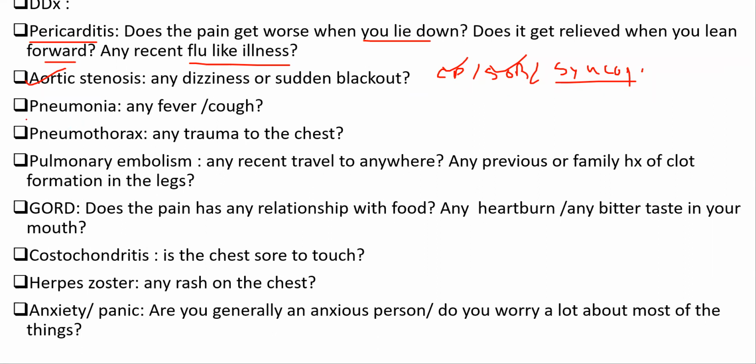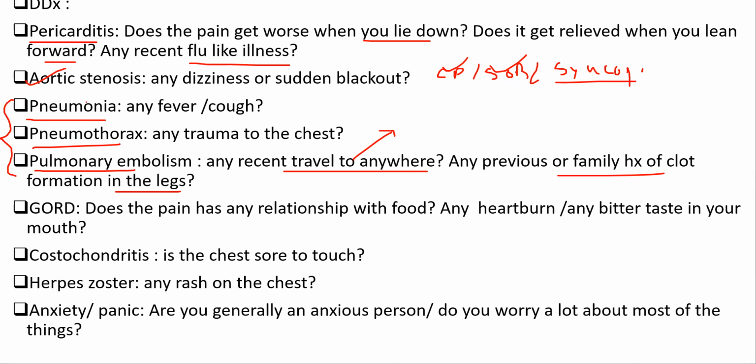Then move on to the lungs. For pneumonia, any fever, cough, shortness of breath. For pneumothorax, any trauma to your chest or any known history of any lung condition. For pulmonary embolism, any recent travel to anywhere. If they say yes, you need to find out details, like how long was the travel and what did you do during your travel? Did you sleep all the way or did you move your legs? So just to find out if DVT is causing pulmonary embolism, any previous or family history of clot formation in your legs or lungs. That covers your respiratory causes.